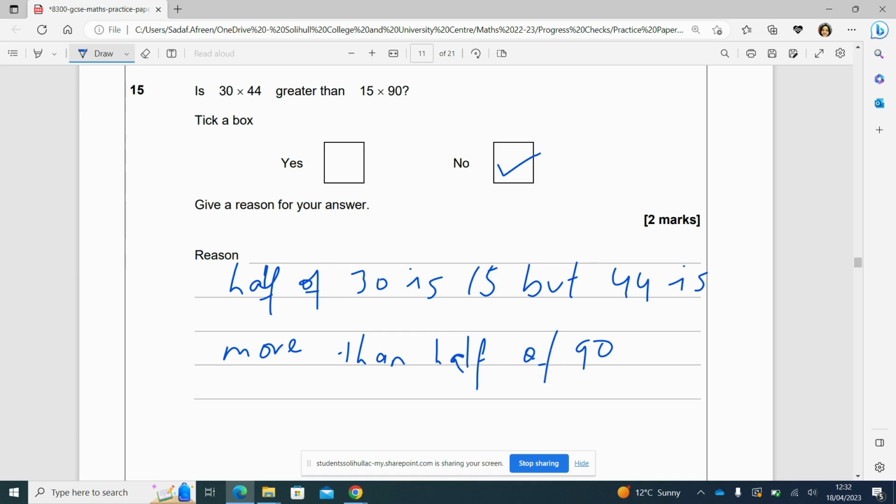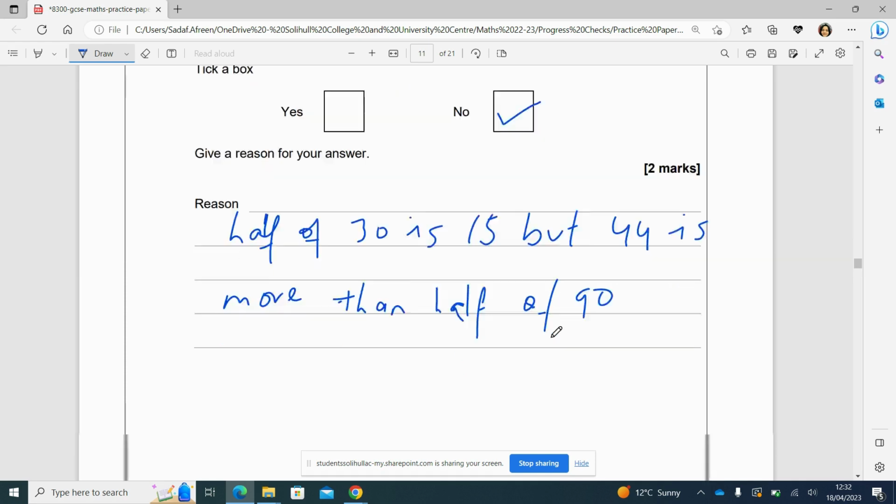Okay, so what else you can do is you can solve both of these, you need to do both of these calculations to find the final answer.